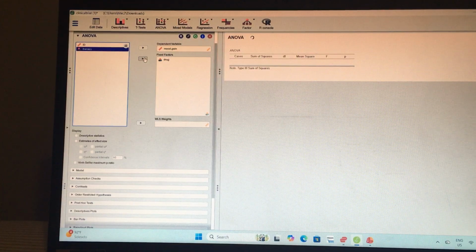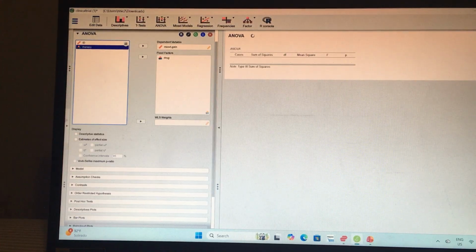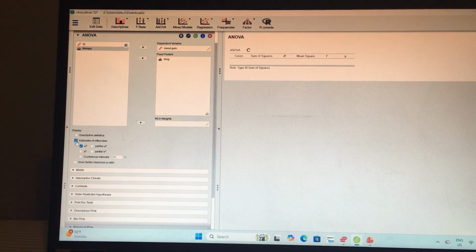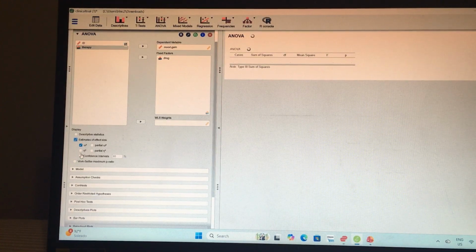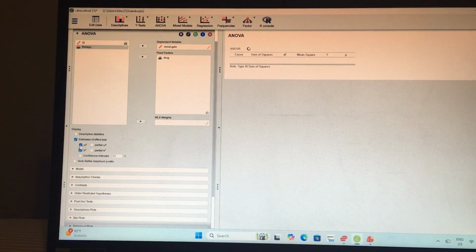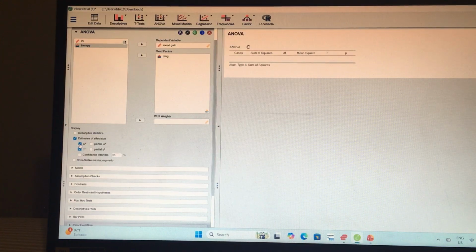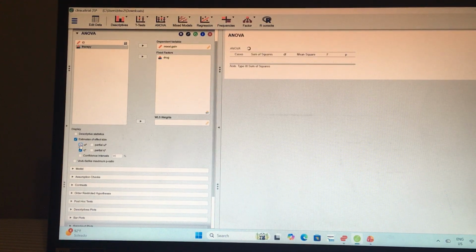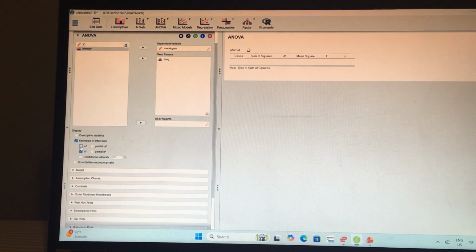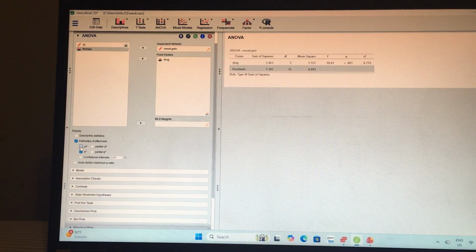We're going to check the box next to estimates of effect size. Okay. And we're going to check the box for eta squared and uncheck omega squared. This should give the same results that we'll see in figure 13.3. So let's check.